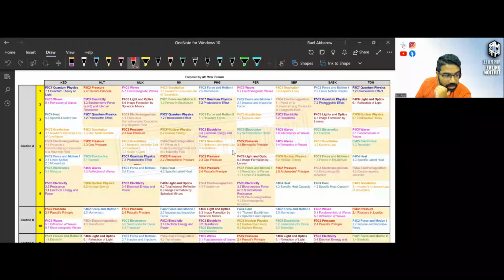Okay, let's talk about the topics that didn't come out so much in Section A. So you can see here, we have your force and motion 2 came out half, I would say about half. Chapter 4, heat, also came out half.